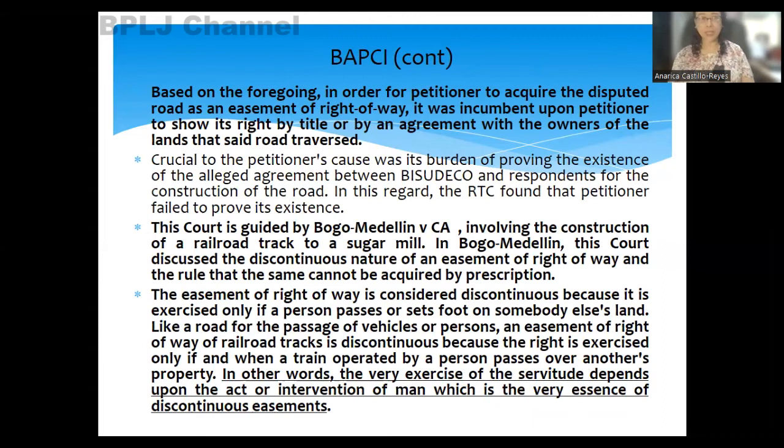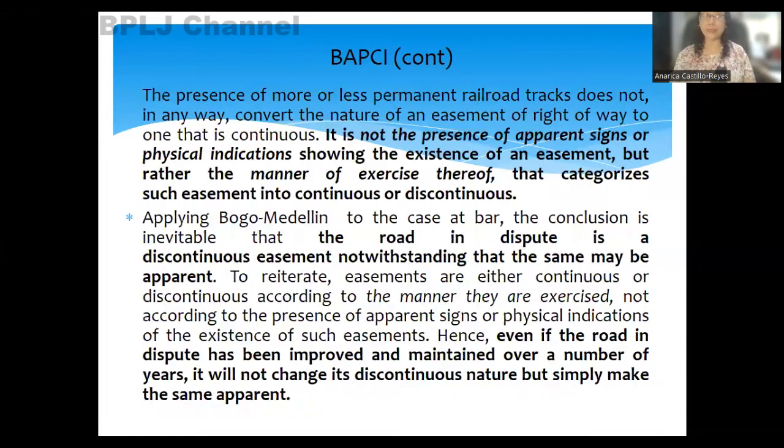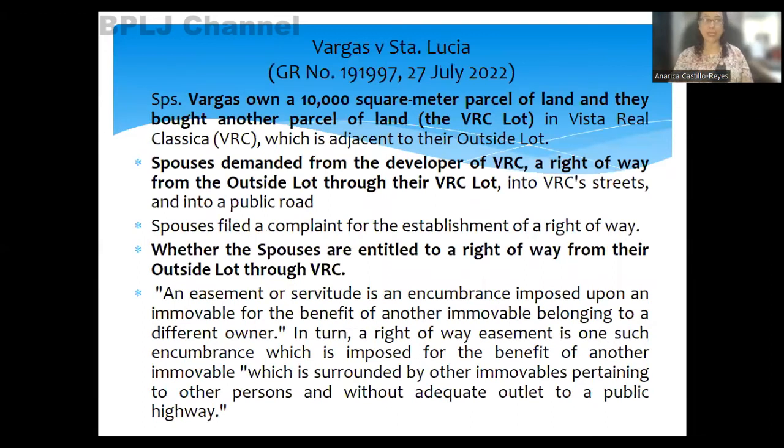Like a road for the passage of vehicles, an easement of right of way of railroad tracks is discontinuous because the right is exercised only if and when a train operated by a person passes over another's property. In other words, the very exercise of the servitude depends upon the act of man. It is not the presence of an apparent sign or physical indication showing the existence of an easement, but rather the manner of exercise that categorizes the easement into continuous or discontinuous. The road in dispute is a discontinuous easement, notwithstanding that the same may be apparent. Hence, even if the road has been improved and maintained over a number of years, it will not change its discontinuous nature. Okay? We now go to the case of Vargas versus Santa Lucia.